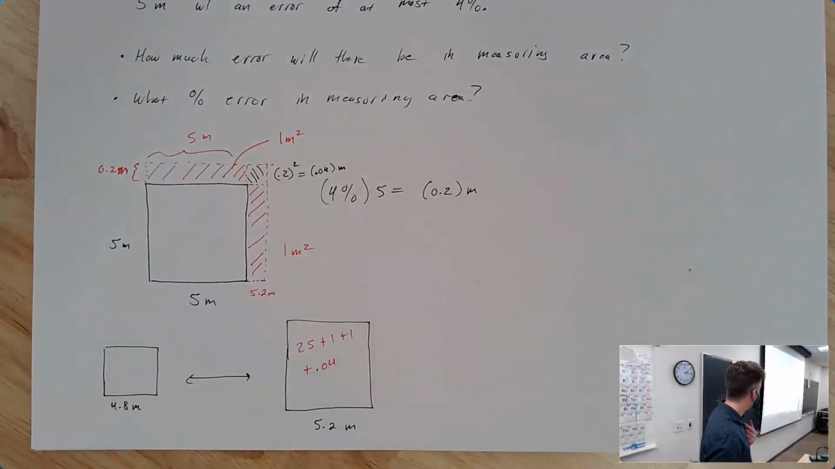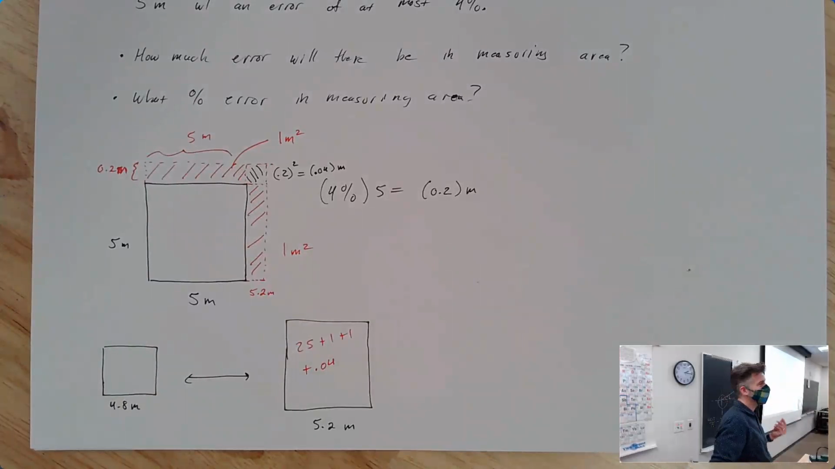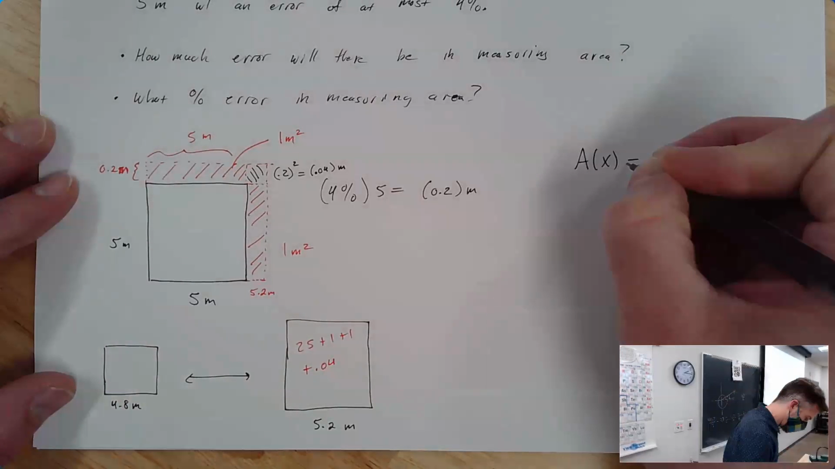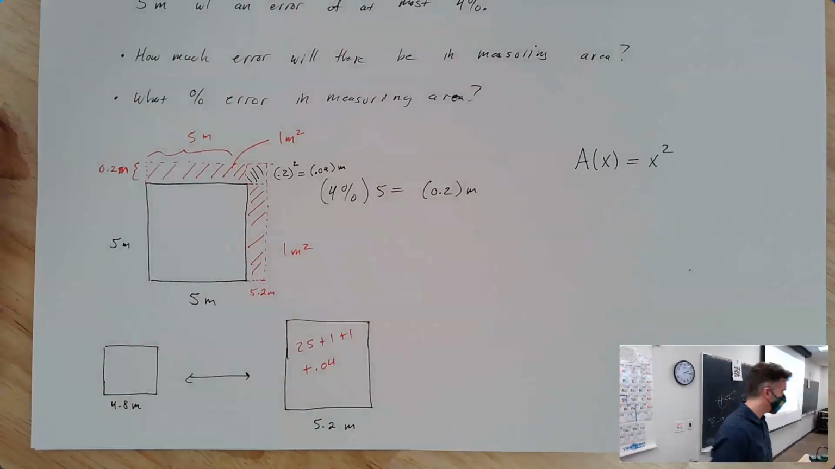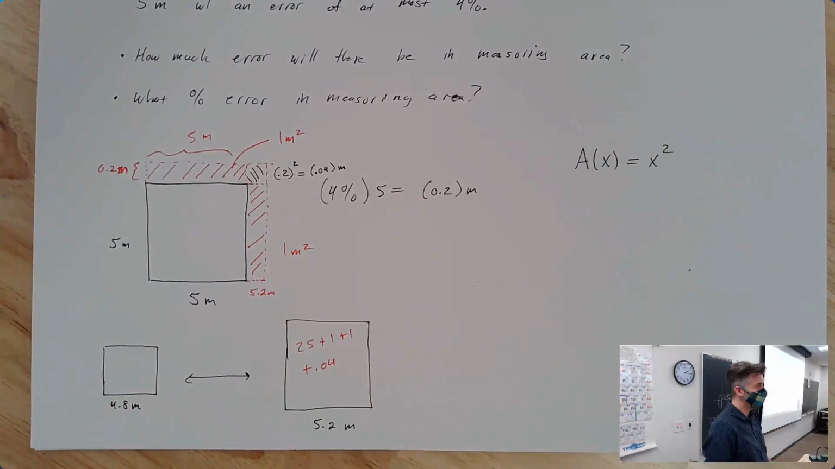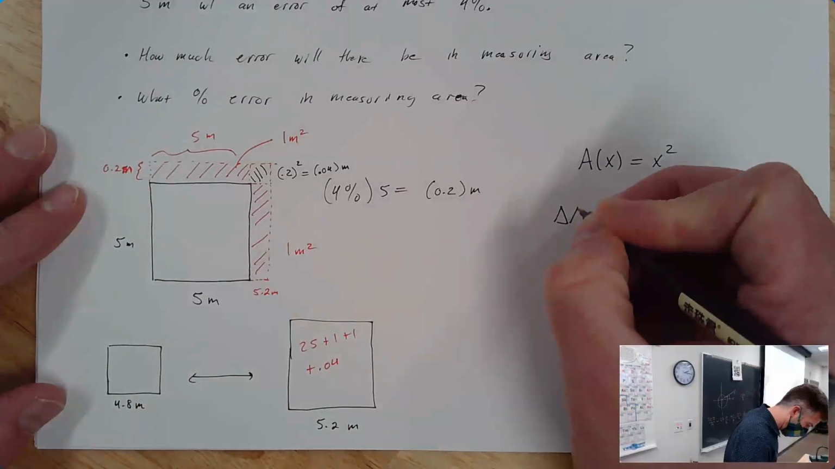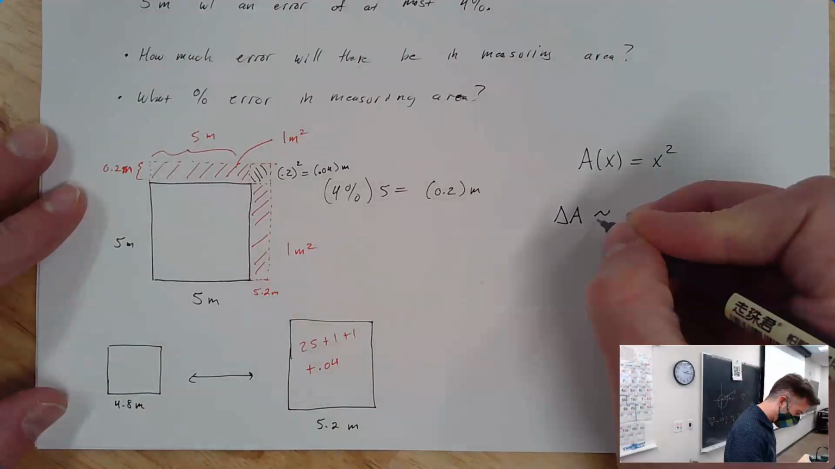The point is that we're trying to approximate how much we're going to be off by, right? We don't want to do this calculation every time. It's kind of annoying. So what we do instead is we say, well, we know that the area equation is going to be x squared. And instead of calculating the change in area, we're going to approximate the change in area. So instead of calculating delta A, we're going to say that's approximately the differential dA.